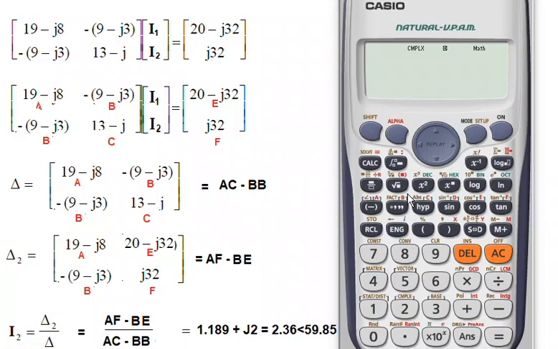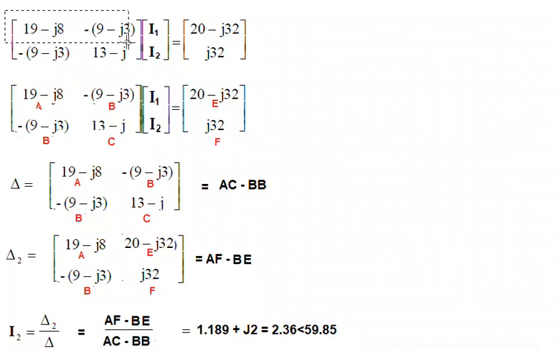Bismillahirrahmanirrahim. In this video we learn how to solve a 2 by 2 complex matrix with the help of a Casio calculator. So let's see, we are taking this equation from chapter 9, 10 of the book, and as you can see, this is the Z parameter, then the current, and this is the voltage parameter.